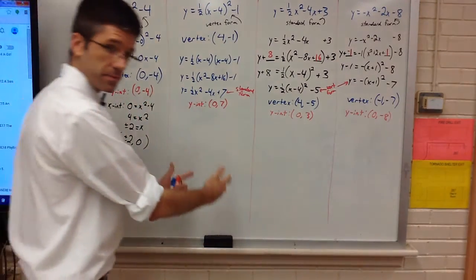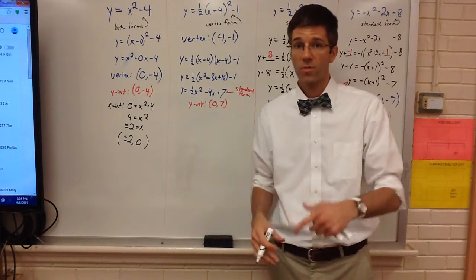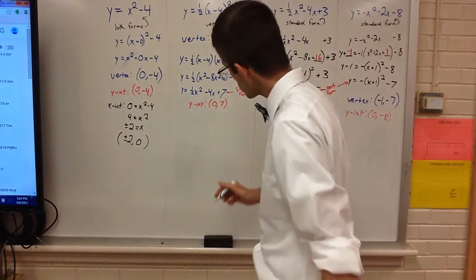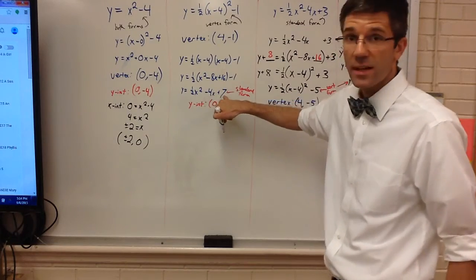Let's go to the next one. The x-intercept on the next one is going to be found by using the quadratic formula. It's probably going to be very messy, but that's okay. There's A, there's B, there's C. Let's do it.